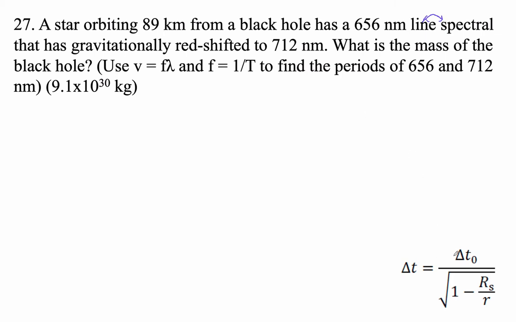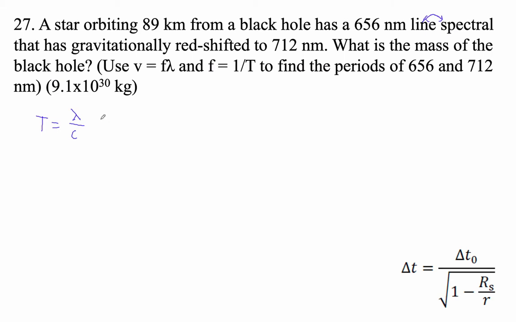Okay, what we're going to do is use this to figure out the Schwarzschild radius. But we have to figure out the period of these spectral lines. This isn't that hard. The period is just distance divided by velocity, so wavelength divided by the speed of light is how long it takes that wave to go past us, which isn't going to be very much time.